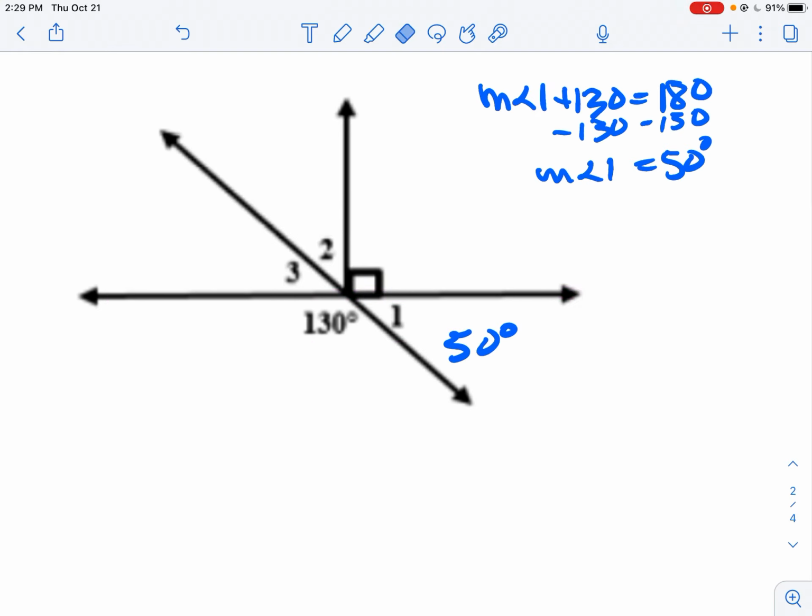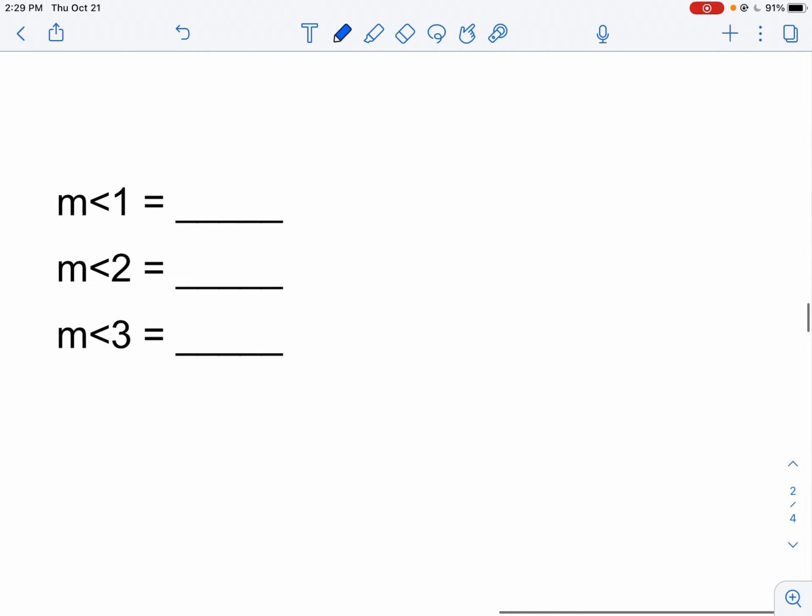Now, there are two ways you can look at this. First of all, this right here and this right here are vertical angles, so that makes it 50 degrees. But if you didn't see that, you could have also seen that these two angles right here together also are a linear pair. So we have 50 degrees for 1 and 3.